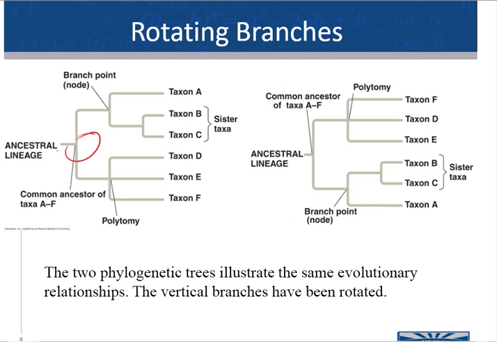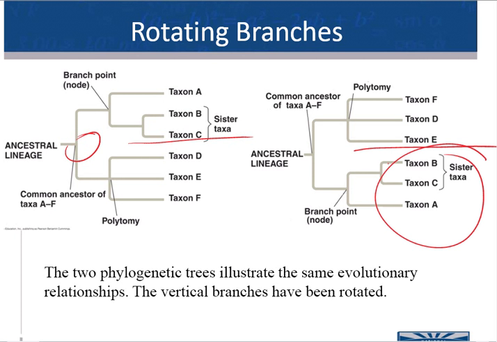So this first branch point, we separated A, B, and C from D, E, and F. We did the same thing on the right, A, B, and C from D, E, and F. And it doesn't matter that we put A, B, and C on the bottom on the right one and the top on the left one. That has no significance. They represent the same relationships.